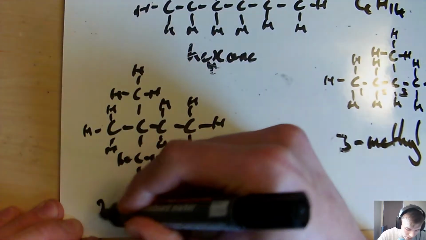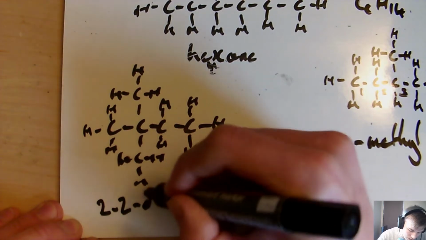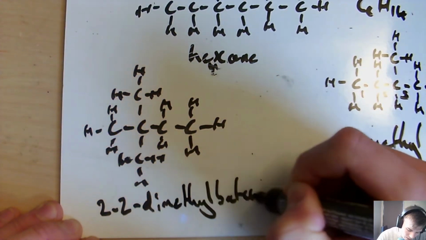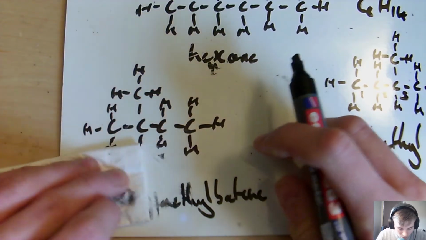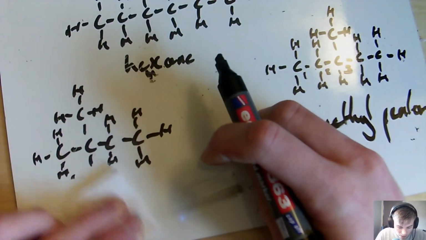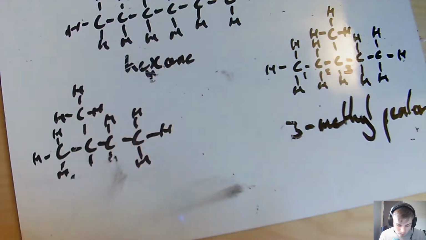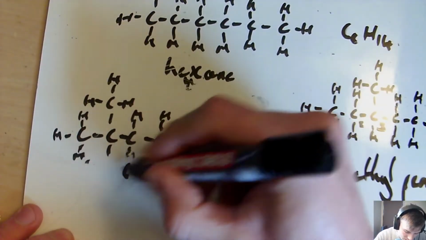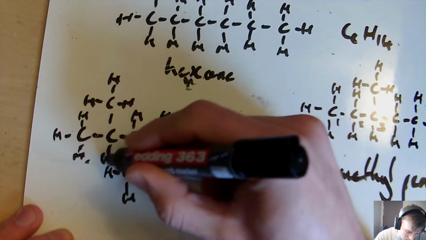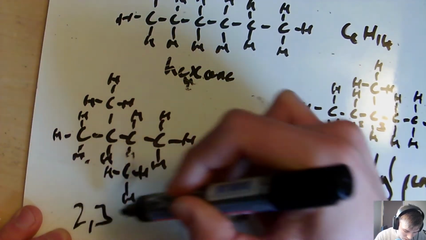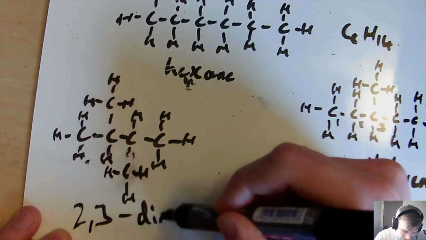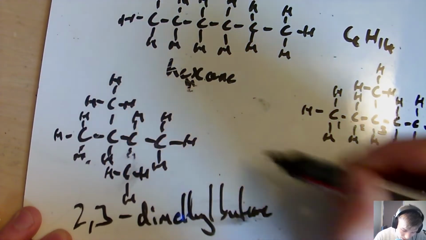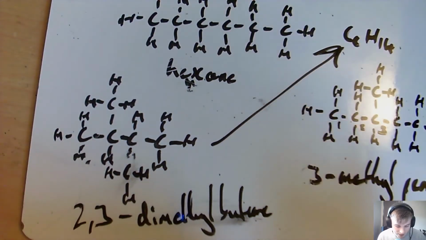Okay, I've now got 2,2-dimethylbutane there, but I can also move this methyl group along, becomes 2,3-dimethylbutane. Again, all have a structure of C6H14.